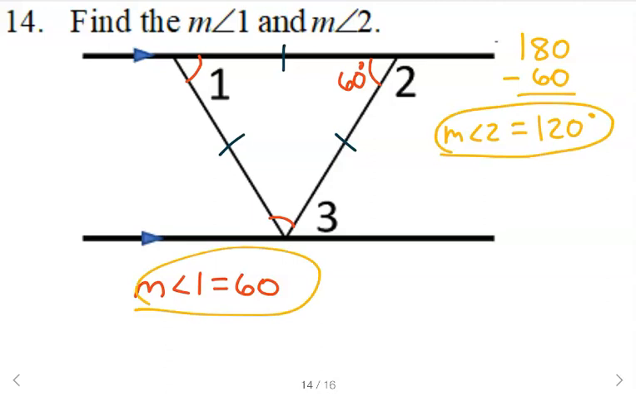To find angle 3, you could use the fact that you've got parallel lines cut by a transversal, and so alternate interior angles are congruent, to say that that must be the same as this angle here. Or you could do supplementary with angle 2, which we know now is 120, so subtract 120 from 180 and you get 60. So either alternate interior angles or consecutive interior or same side interior, which are supplementary. So the measure of angle 3 is 60 degrees.